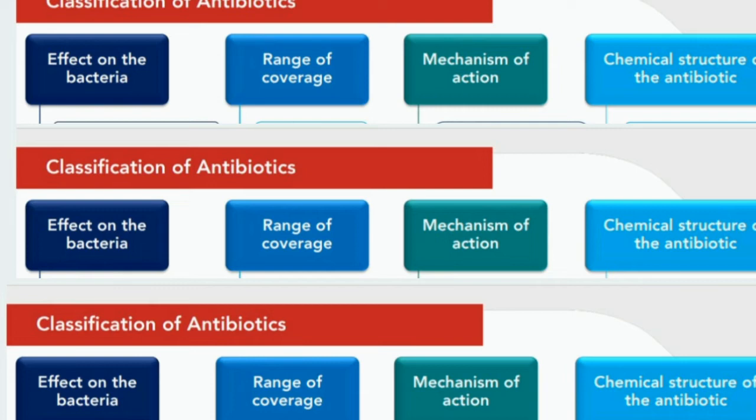In our case, we have gram positive and gram negative bacteria. So a narrow spectrum antibiotic can target only gram positive or only gram negative bacteria. But we have the other group, broad spectrum antibiotics, which are active against a wider number of bacteria, including both gram positive and gram negative bacteria.